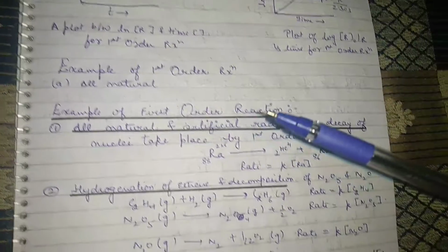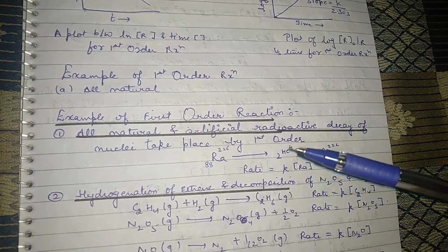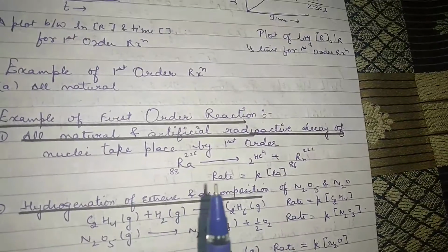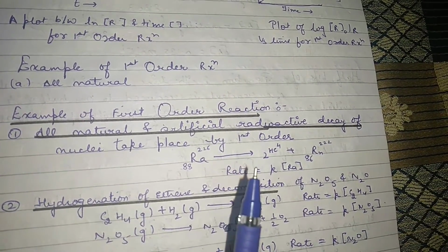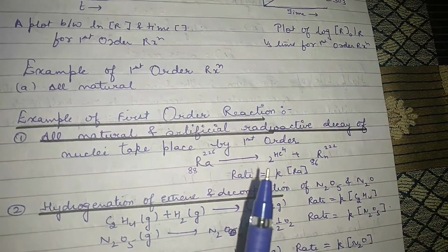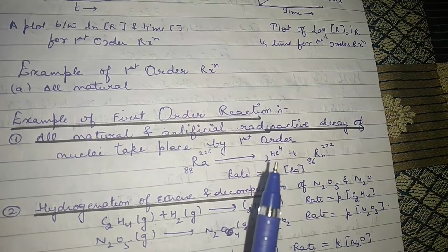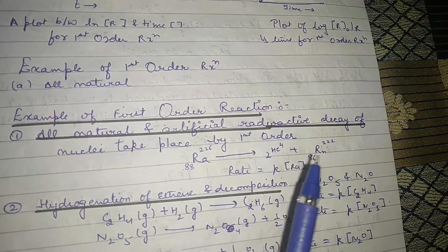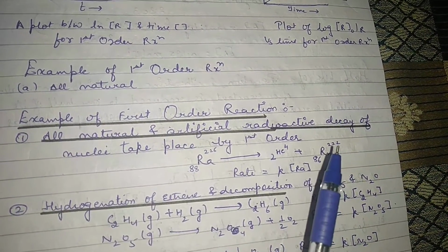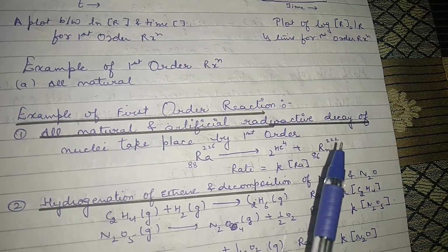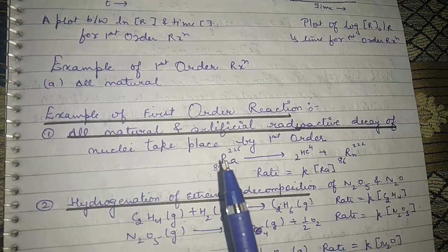All the natural and artificial radioactive decay of a nuclide take place by first order reaction. Here you can see I have shown one example of radium. Here radium gets degraded, or we can say artificial decay, into a helium molecule plus radon. You can see here the mass number is 226. Here it gets reduced to radon, that is 222, and the atomic number is 86. So this is the example for the first order reaction.